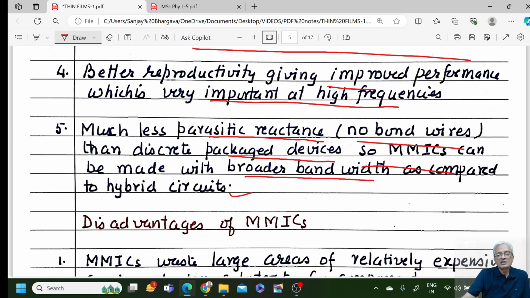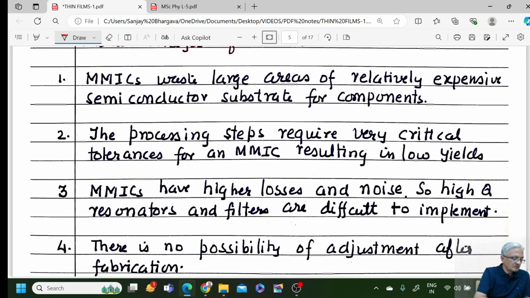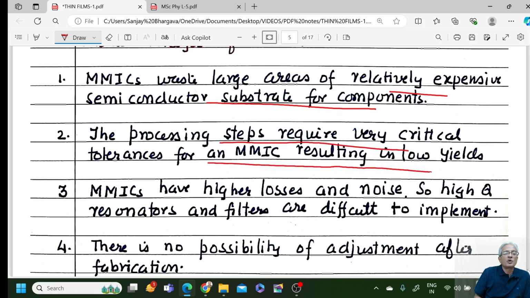Now the question is, what are the disadvantages of MMICs? So MMICs waste large areas of relatively expensive semiconductor substrate for components. The processing steps require very critical tolerance for MMIC, resulting in low yield. So it is difficult to make them. MMICs have higher losses and noise. So a high Q resonator and filters are difficult to implement.